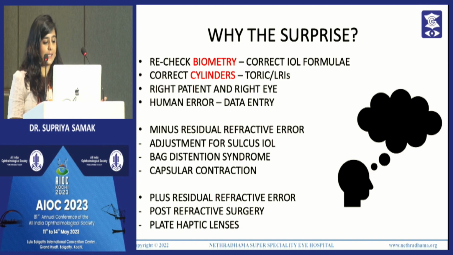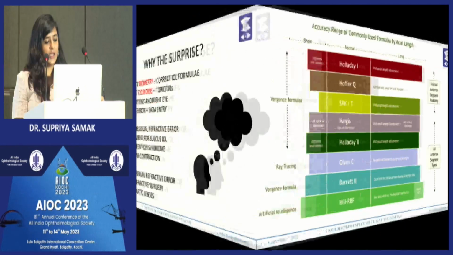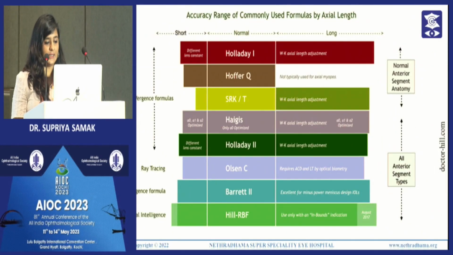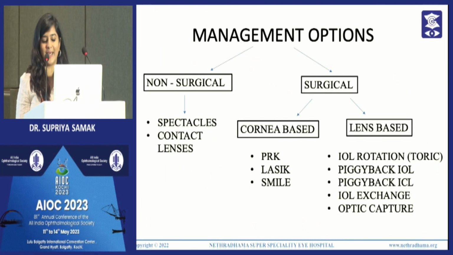If you have a minus residual refractive error, we need to make sure that the proper adjustment was done for sulcus lenses, and we also need to consider reverse pupillary block and capsular contraction syndrome, where the lens moves forward. If you have a plus residual refractive error, we need to consider post-refractive surgery IOL power calculations and also plate haptic lenses. The IOL formulae were again detailed by Dr. Sheetal, so I'm going to move forward from that directly into the management options. Now, how do you actually manage the refractive surprises after cataract surgery?